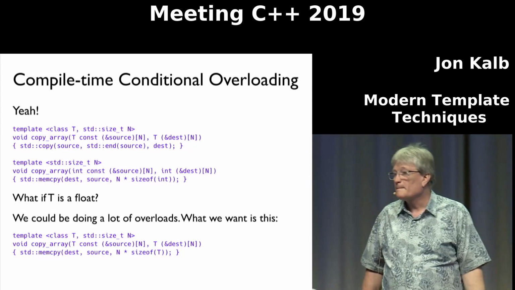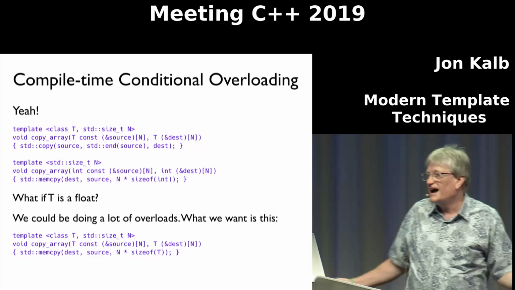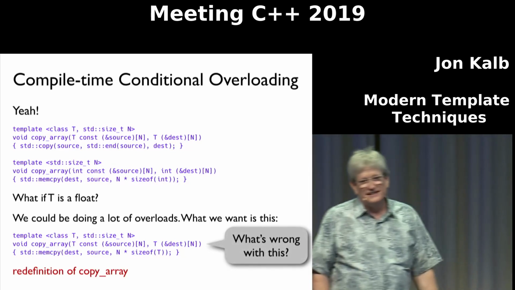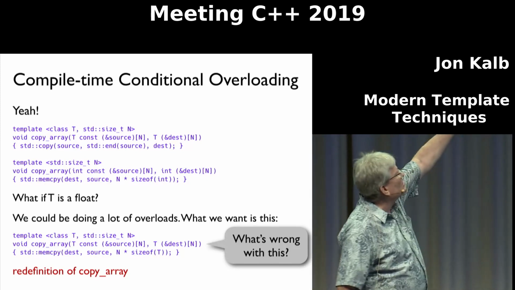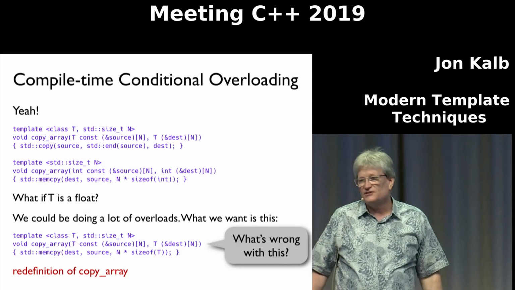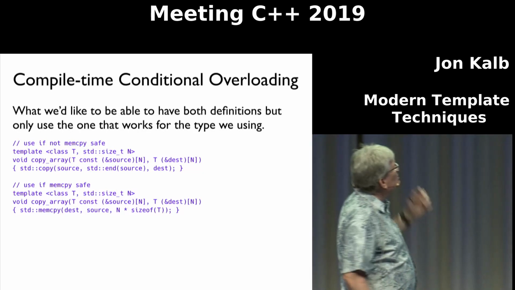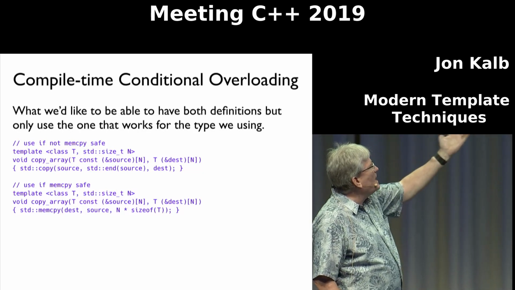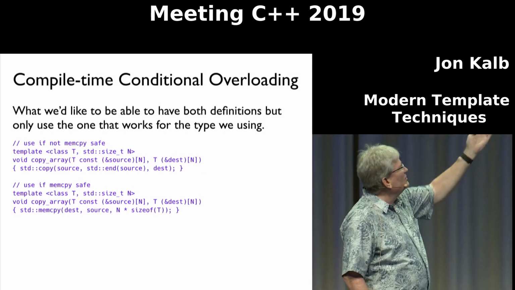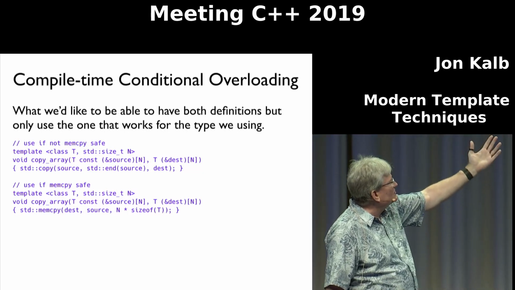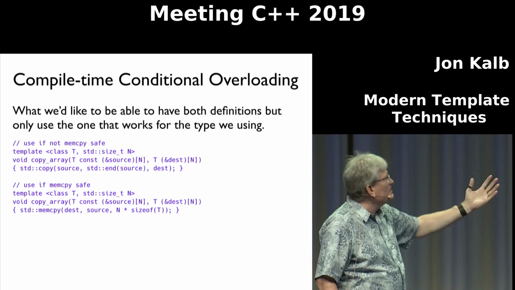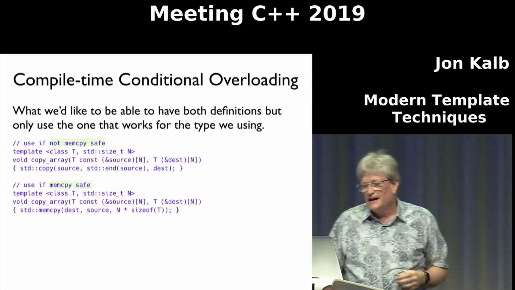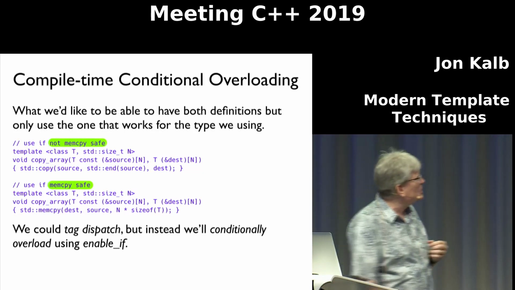What's that? It's not an overload, right? It's a redefinition. It's got the exact same signature as our primary template up there. And so that's not going to work for us. So what we'd like to do is somehow say, well, if it's memcopy safe, we're going to use memcopy, and if it's not memcopy safe, we're going to use standard copy. That's what we would like to somehow say. And there's actually a term for this in the standard.